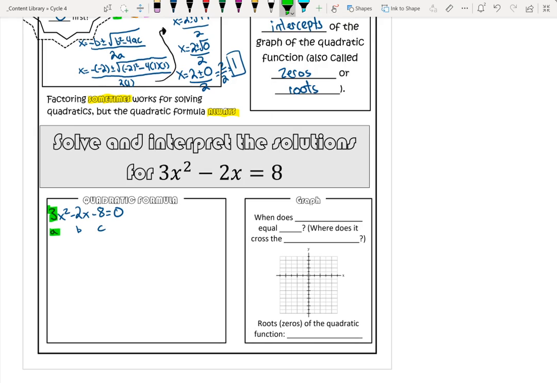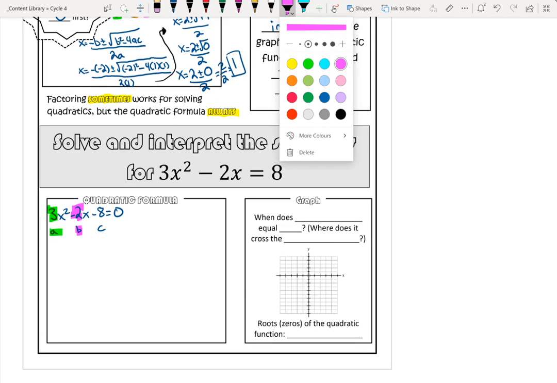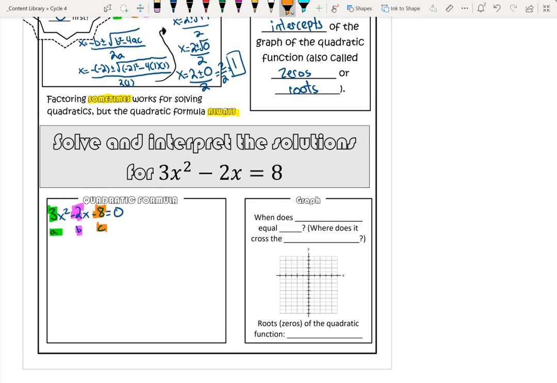So I have my a value, my b value, and my c value. What I'm going to do now is plug this into the formula. So x equals negative b plus or minus the square root of b squared minus 4ac, all divided by 2a. So I have negative negative 2 plus or minus the square root of negative 2 squared minus 4 times 3 times negative 8, all divided by 2 times 3.